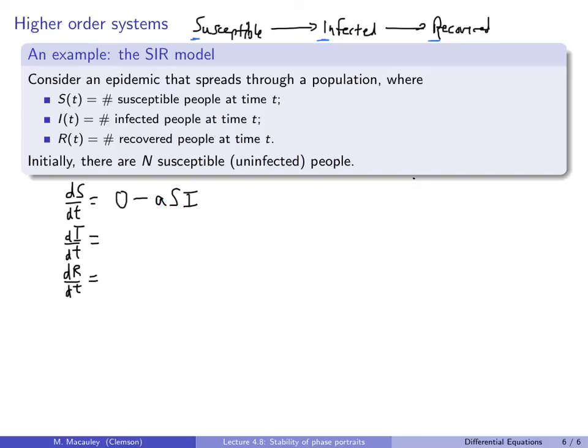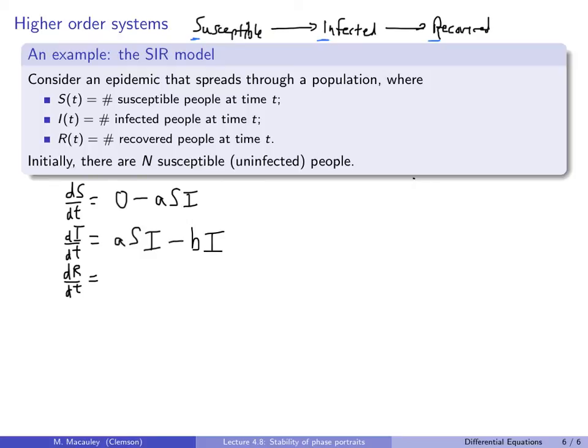Okay, so dI/dt is going to be rate in minus rate out. Well, the rate in is just this number, because that's the rate out of this state. So the rate in is A times S times I, and then for the rate out, let's just assume that if you have a bunch of people who are sick, say 100 people who are sick, it's safe to assume that some fixed percentage are going to get healthy the next day. So let's write that as B times I. So the amount of people who become recovered is proportional to the amount of people who are sick.